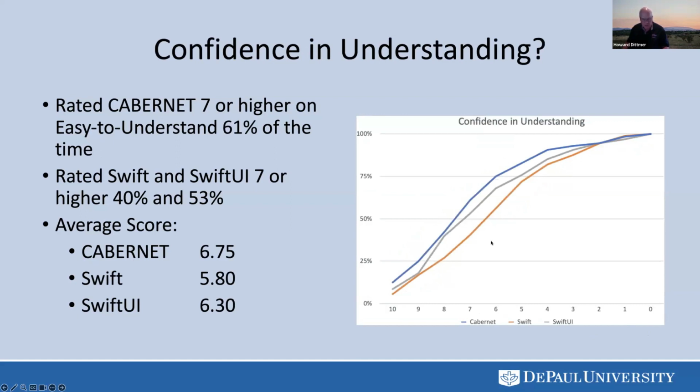And then we said, okay, so you think this is easy to understand. How confident are you that you have understood it? I think this is easy to understand, but how confident am I that my interpretation of what I've been shown makes sense? And once again, Cabernet came out ahead, about 6 3/4 on average, versus 5.8 and 6.3 for Swift and SwiftUI, ranking Cabernet 7 or higher 61% of the time, whereas Swift and SwiftUI were only 7 or higher 40 and 53% of the time.